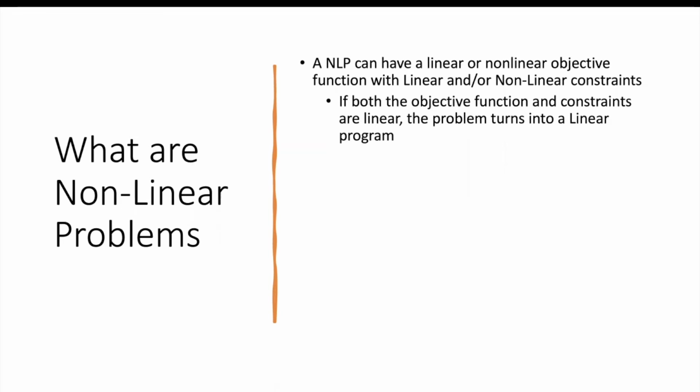Even more problems involve nonlinear functions in the objective function and/or in the constraints, and so the subject of nonlinear programming also arose. A nonlinear program is an optimization program that can have a nonlinear or a linear objective function and linear or nonlinear constraints. If both the objective function and the constraints turn out to be linear, the problem is known as a linear program, because linear programs are a subset of nonlinear programs.